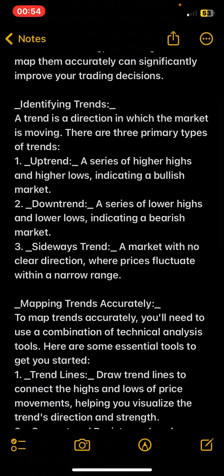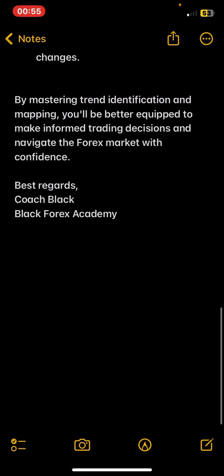There are three different types of trend we have in forex trading. There are three primary types of trend in forex trading. The first one is uptrend, the second one is downtrend, the third one is sideways trend, which I also call a ranging or consolidation in forex trading. So now let's dive into this.